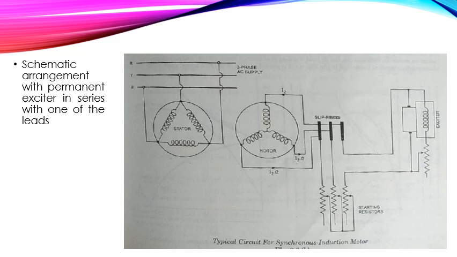Now the second typical circuit is that with a permanent exciter in series with one of the leads. Now the exciter can be left permanently in series with one of the leads as shown in figure, provided the induced voltage at standstill is not too high. So what is the condition? That induced voltage at standstill should not be too high.